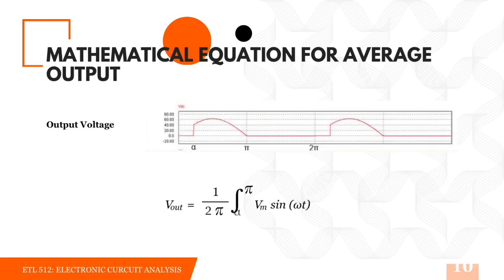Finally, the average output voltage is calculated using this equation, where V sub M is the peak input voltage and alpha is the firing angle.